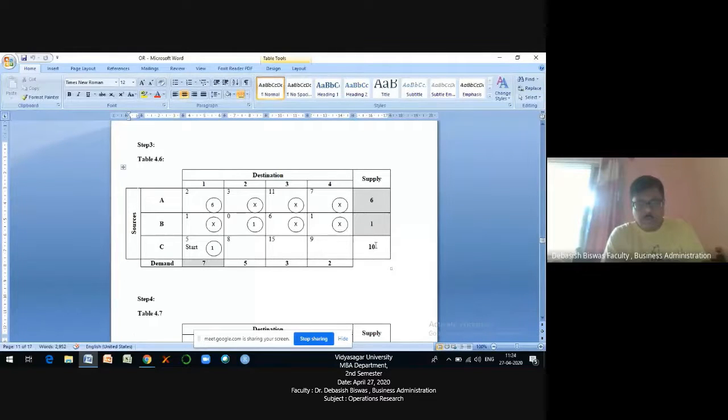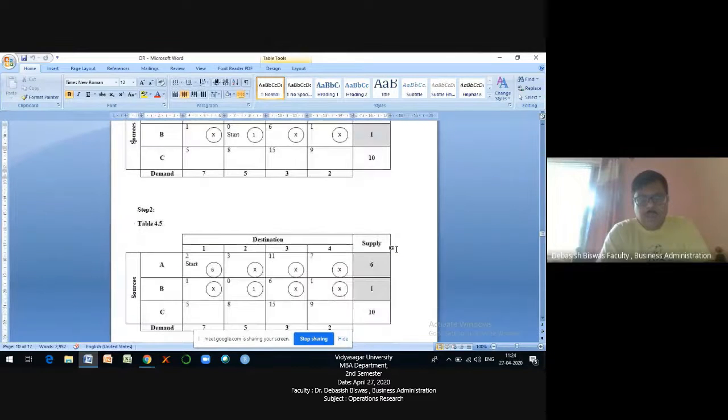So how much can we allocate? Here the demand is not 7, here the demand is 1. Just go to the second table. Here it was 6 and the demand was 7. So we have allocated 6 units here. Therefore, the remaining demand is now 1, not 7, right?